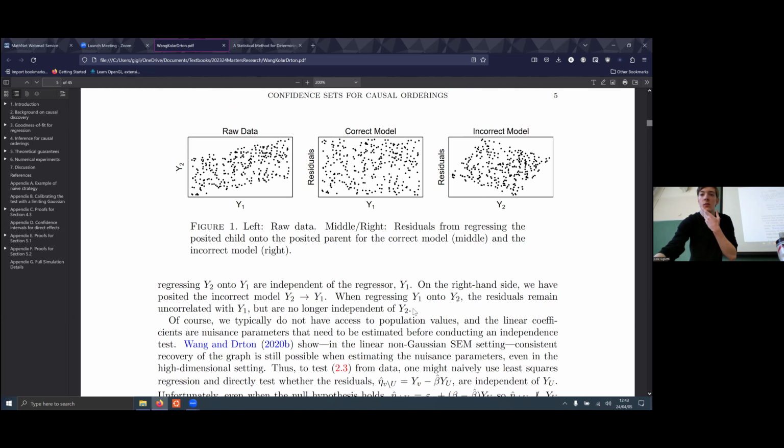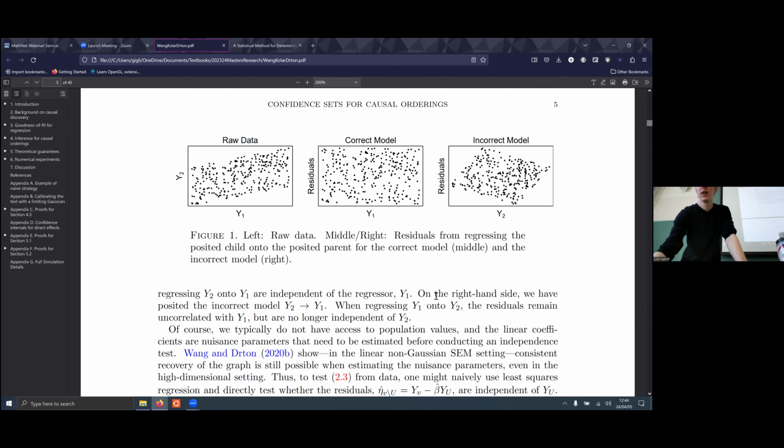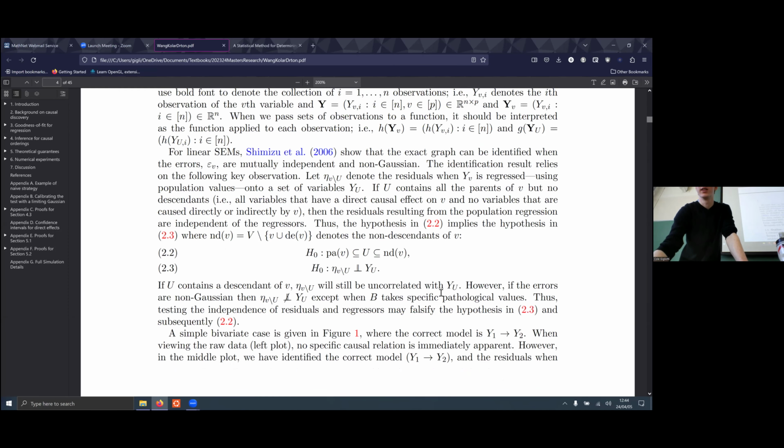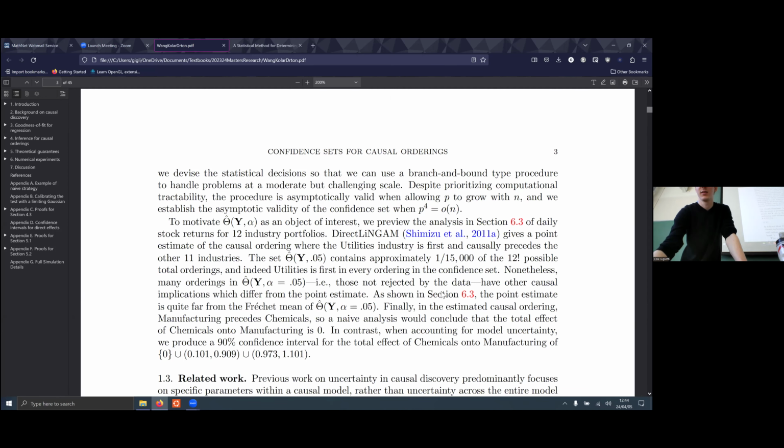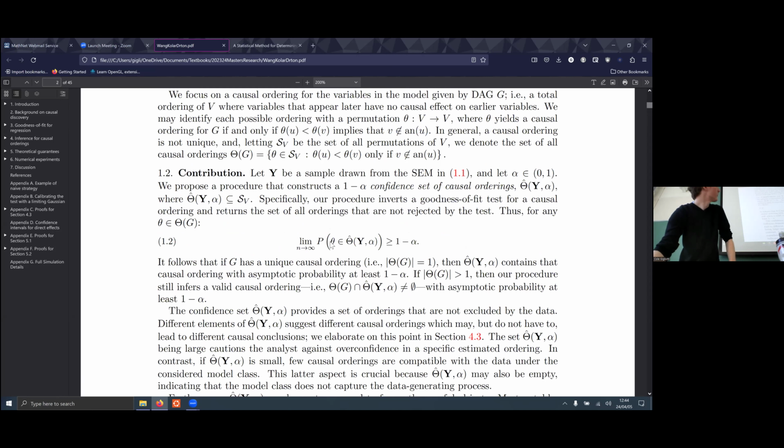The output is like a set of causal orderings that are corrected from modeling. Yeah, exactly. Guaranteed. That's what they show, yes, section 5 is about that, I think. Yeah, this is their goal: the probability that the correct causal ordering is in their set is bigger than 1 minus alpha. This is the number of samples. Yes, listed there.